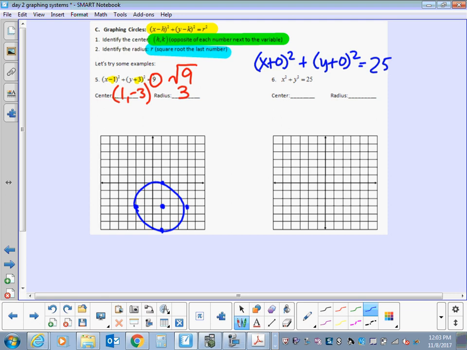If I see something like this that is just x squared, y squared, what number is following that? What's my center? What's the opposite of 0? If you see just x squared and y squared without a number, then that means your center is your origin.